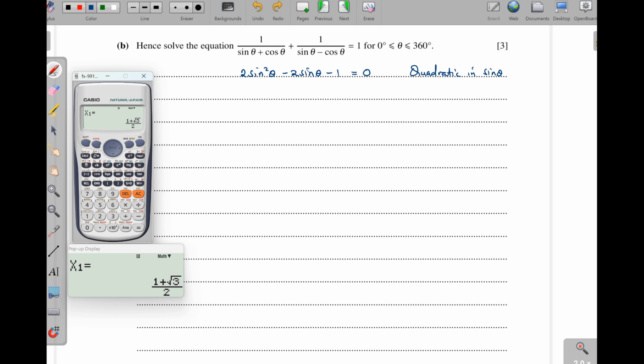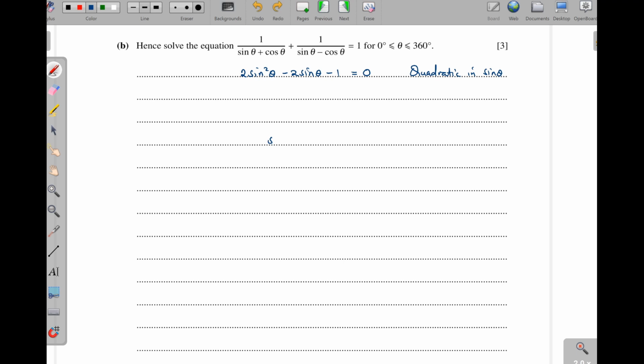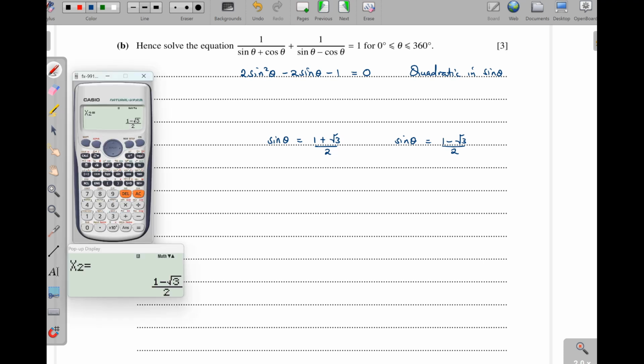Now what we are going to do here, since this one is not factorizable and it is giving us that, you can skip space again and you say this is sine of theta, which is equal to 1 plus root of 3 over 2. Then the next one is sine of theta, which is equal to 1 minus root of 3 over 2. I believe that is the one. Yes.